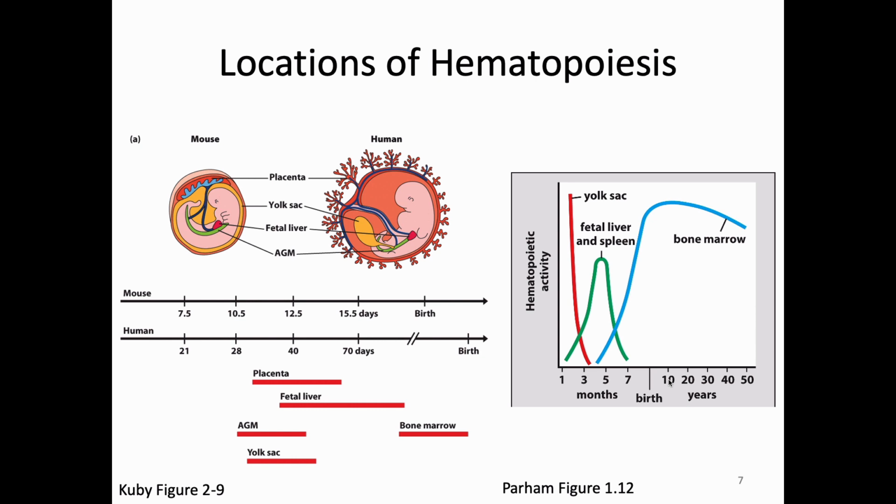So the bone marrow in particular is really important for hematopoiesis after you're born. However, in the embryo and in the fetus, hematopoiesis is taking place in slightly different organs. So early on, in particular, the fetal liver is really important. And so it's not until a little bit later in development that the bone marrow really takes over in terms of hematopoiesis.